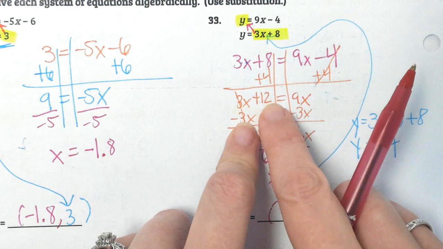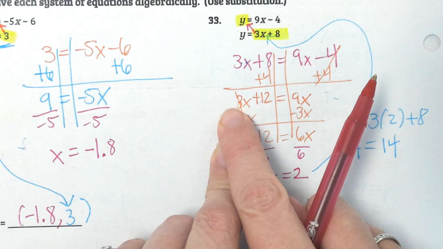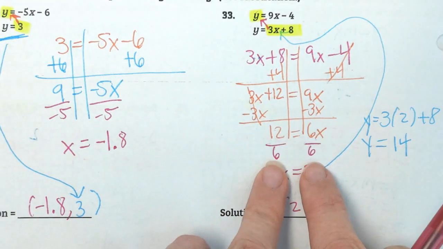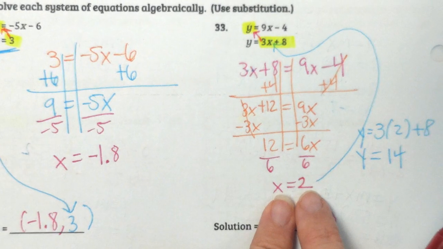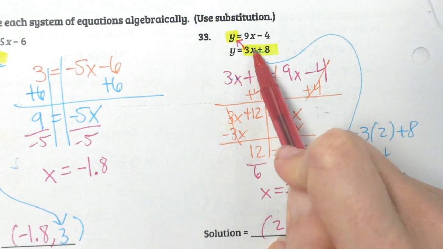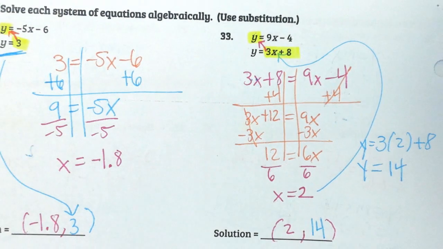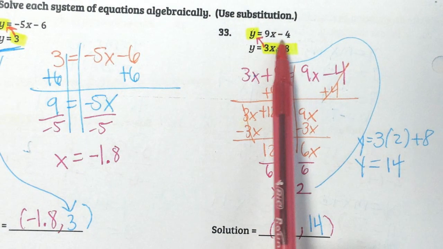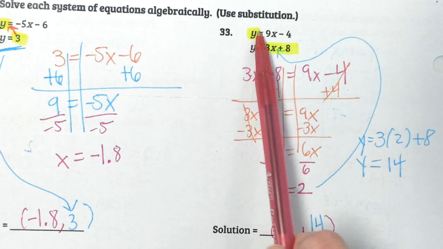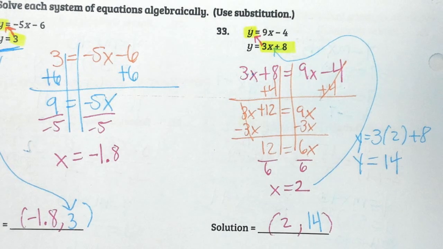So I got 8 plus 4 is 12. Then I moved my x's to the same side, so subtract 3x since this was positive. 9 minus 3x is 6x. Now that I have all my x's on one side, all my constants on the other, I divide. Divide by 6 and I got 2. So I put my 2 down for my x value and plugged it back in. 3 times 2 is 6, plus 8 gave me a y value of 14. So (2, 14). Once again, you can plug them back into both equations to see if they work. 9 times 2 is 18, minus 4 would be 14, so that works. Any questions on the first two?